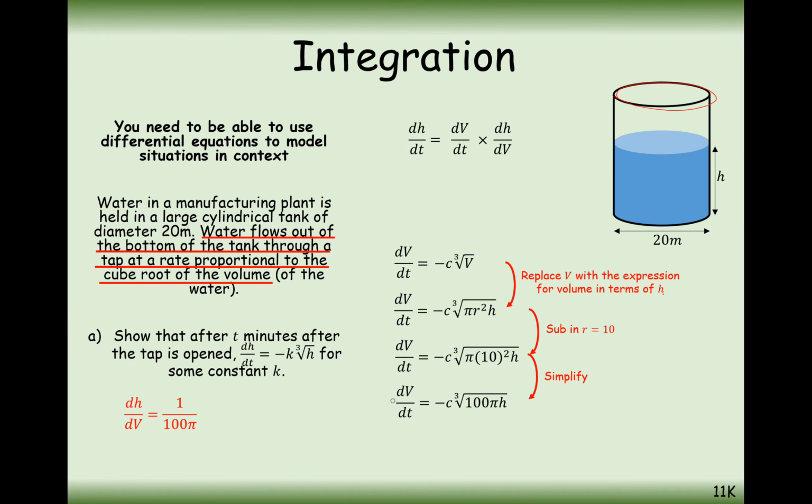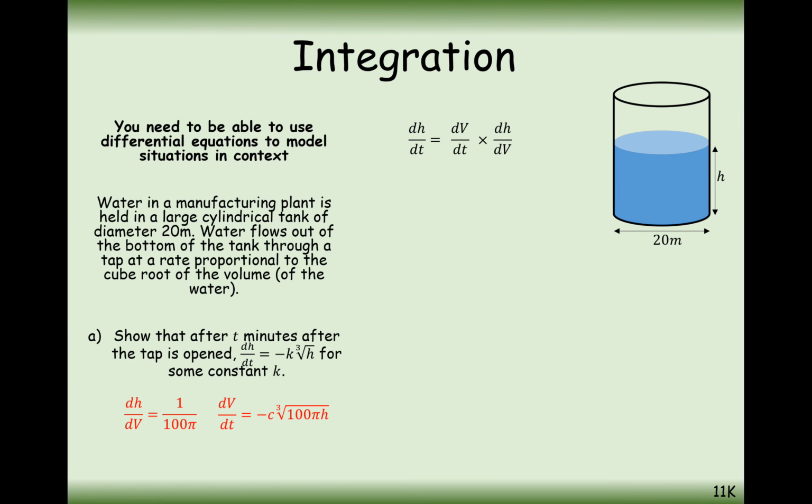So in this case here, dV by dt is equal to minus c times the cube root of 100 pi h. And now all that's left for us to do here is just to times these two components together. So minus c cube root of 100 pi h times by 1 over 100 pi. Now unfortunately the 100 pi's don't just cancel out here because we have got the 100 pi inside a cube root symbol here, so don't just think that that can quite easily cancel out.